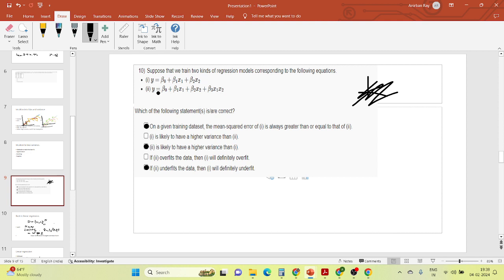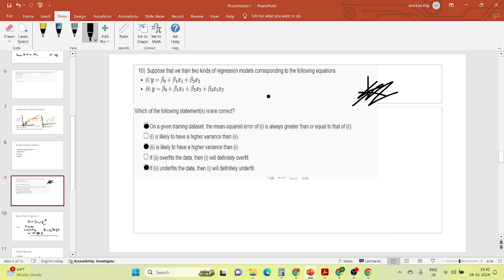This one is more flexible. You have another beta 3 parameter here which you can change to get new shapes. Here, in the first one, beta 3 is always 0. So it is biased towards making the beta 3 0. The second one has more flexibility in changing that beta 3 and getting different shapes.